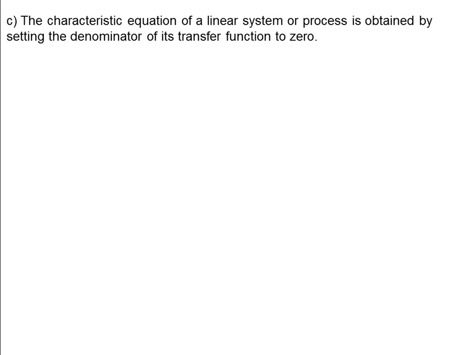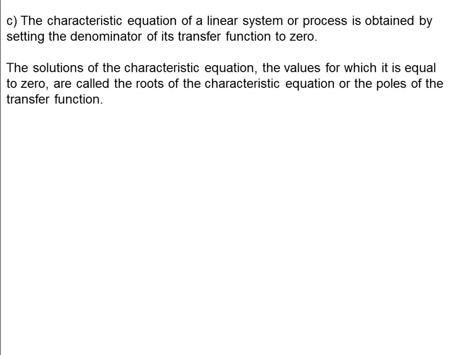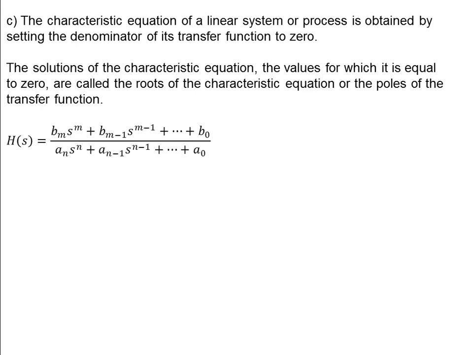For part C, the question is asking about the definition of the characteristic equation. The characteristic equation of a linear system or process is obtained by setting the denominator of its transfer function to 0. The solutions of the characteristic equation, the values for which it is equal to 0, are called the roots of the characteristic equation, or the poles of the transfer function. Assume I have this general form of a transfer function. The characteristic equation is the polynomial of the denominator. If I set this equal to 0, I will find the roots, or the poles, of the system.